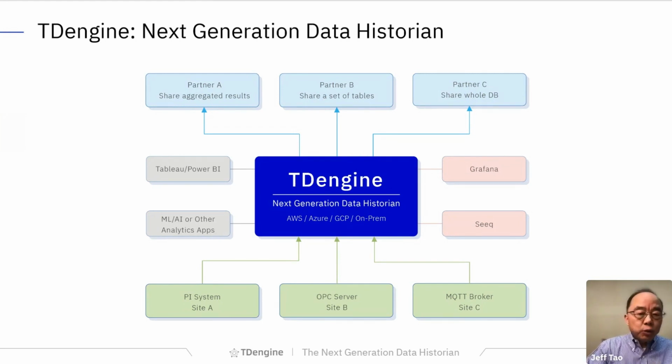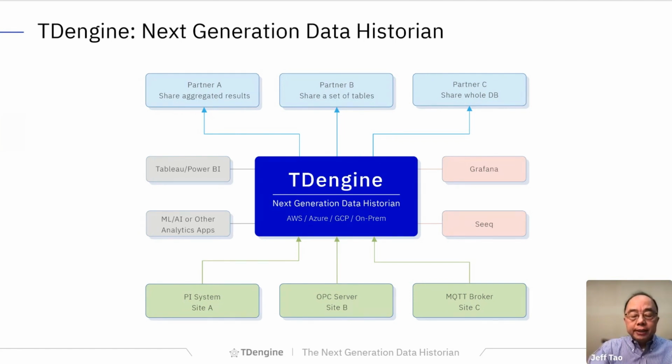Once the data is centralized, you can even share data with your partners. You can share the whole database, or just a subset of your data, or just the aggregated data or sub-columns. For example, you have 100 columns in your database, but you just want to share 10 columns. You have 10 years of data, but you just want to share the data from the last year. You can do it, so you can control what data you want to share. It's a very, very powerful platform.